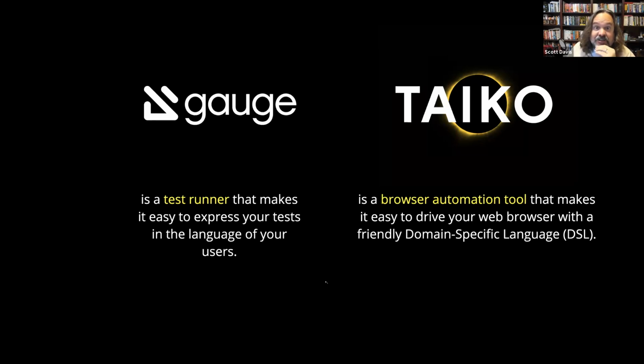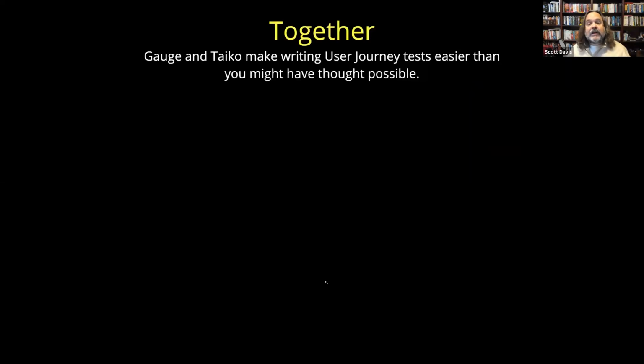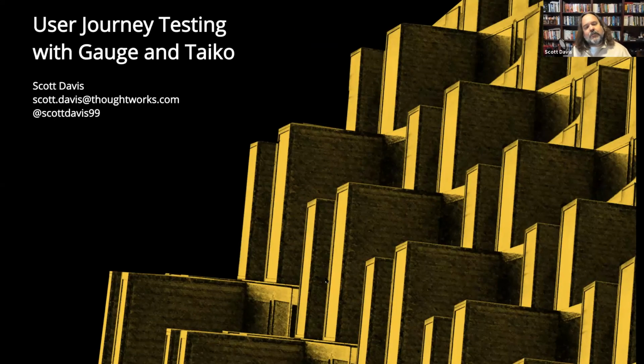So while Gauge is a strong tool on its own and Taiko is a strong tool on its own, together 1 + 1 truly equals 3. We begin dealing with 2 different frameworks, 2 different libraries, 2 different bits of executable code that are quite strong on their own, but are especially strong when used together. And that, my friends, is user journeying with Gauge and Taiko. I sure hope you enjoyed yourself.